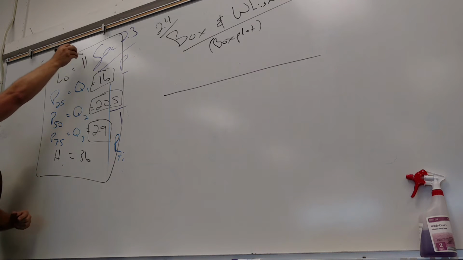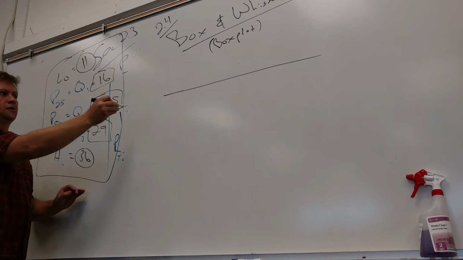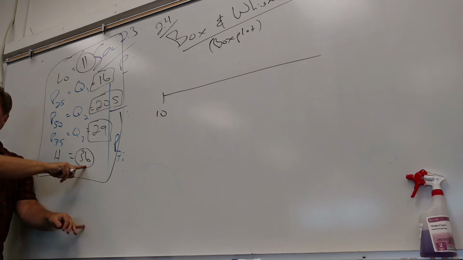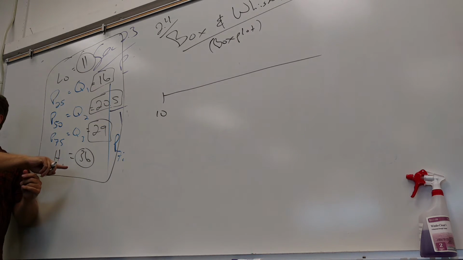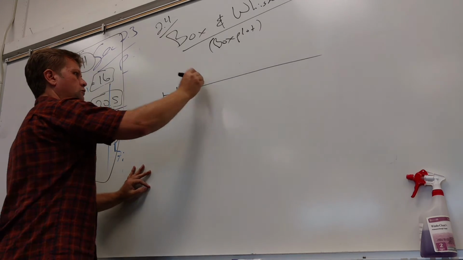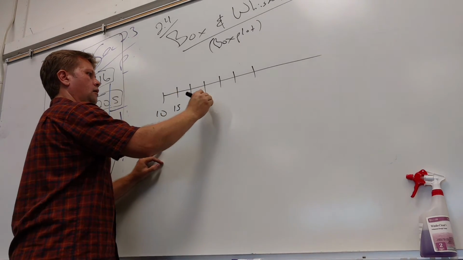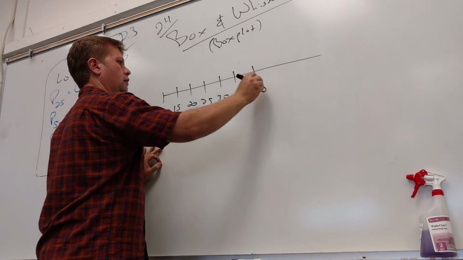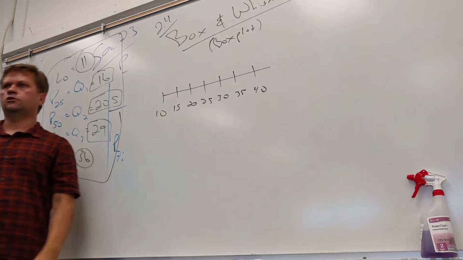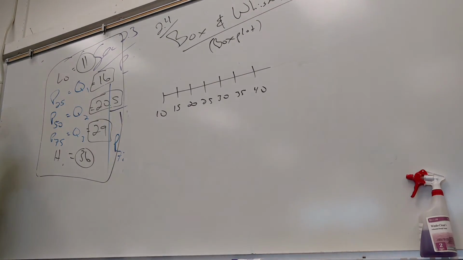So maybe I can start at 10. That's a nice whole number, right? And I want to make it up to maybe 40. So I can go by 5s or 10s. Let's go by 5: 10, 15, 20, 25, 30, 35, 40. All right. So I set my scale up so I have a place for all my data points to go. But none of them are necessarily the data points. But they all have a place to go.